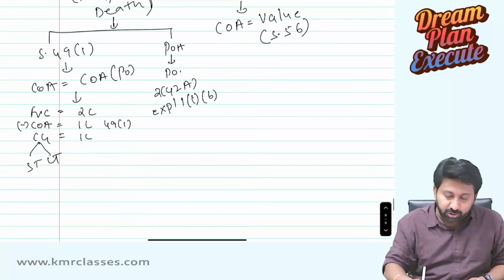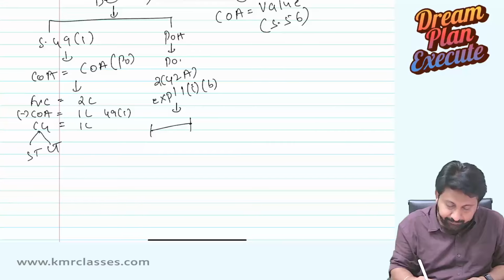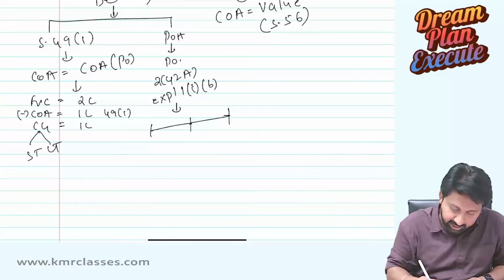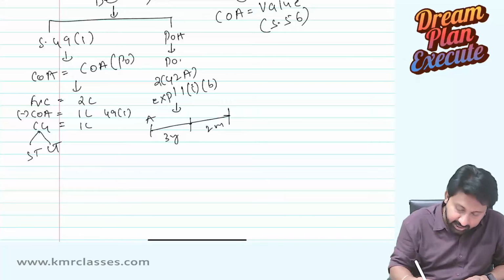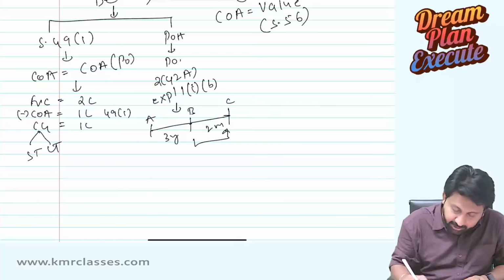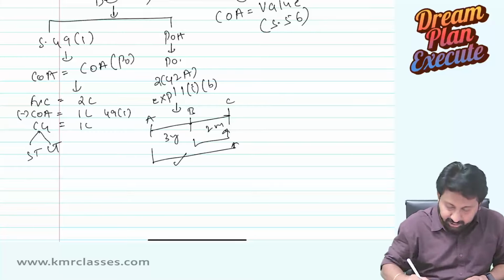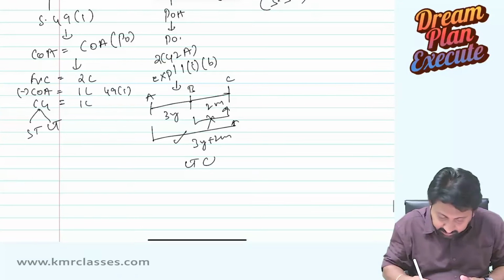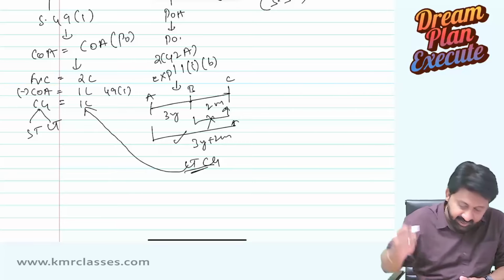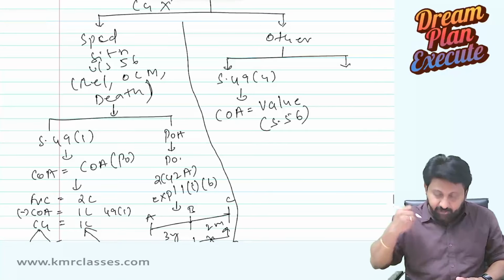You should not consider the period of holding as, see here, 3 years, here 2 months. You should consider A to C, not just B to C. So 3 years and 2 months, which will be treated as long-term capital gain. This 1 lakh is a long-term capital gain. This is the first concept that you need to understand.